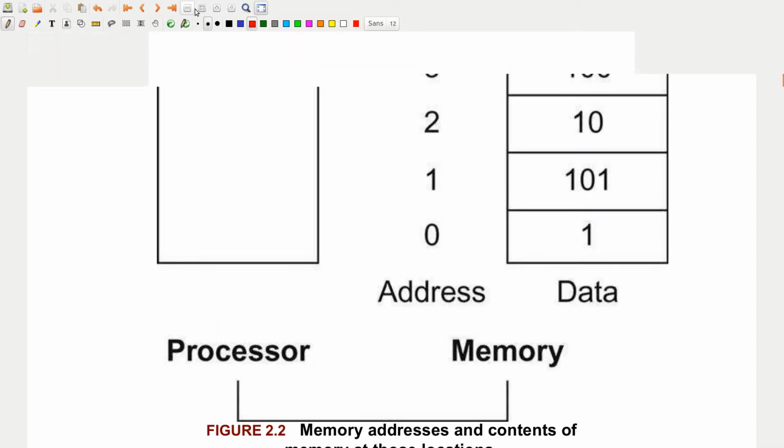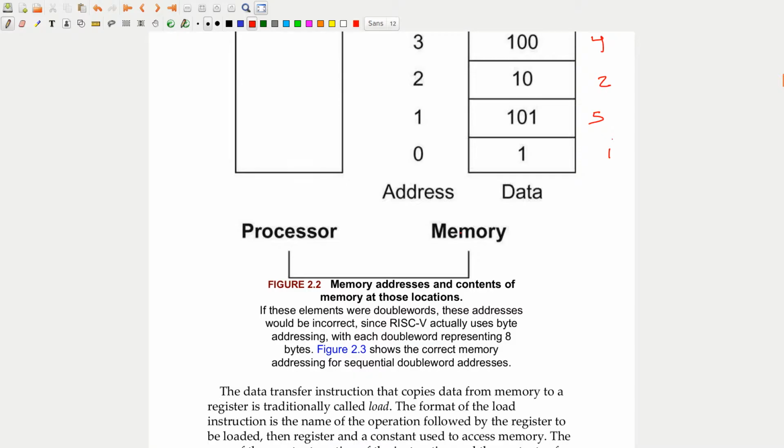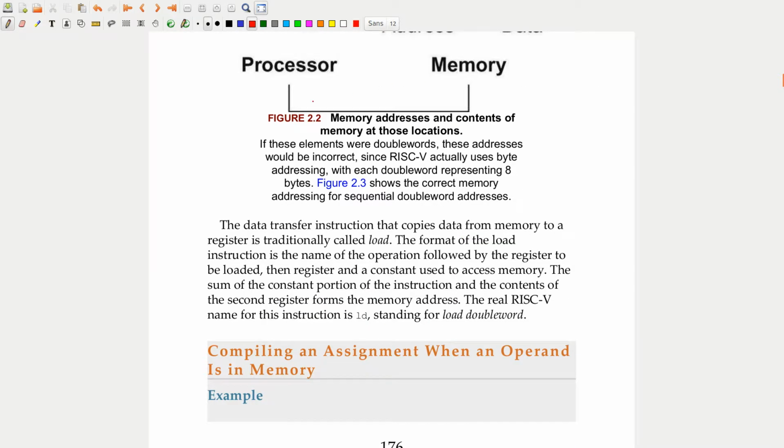Okay, so let's move on. Let's zoom out a little bit. Here we have data and very simple addresses, 0, 1, 2, 3. And it stores 1, 101, 10, 100. If you're interested, this is 1, this is 5, this is 2, this is 4. I don't know if this is signed or not. This is assuming unsigned numbers. If we want to move something from memory to the processor, that's going to be a load instruction.